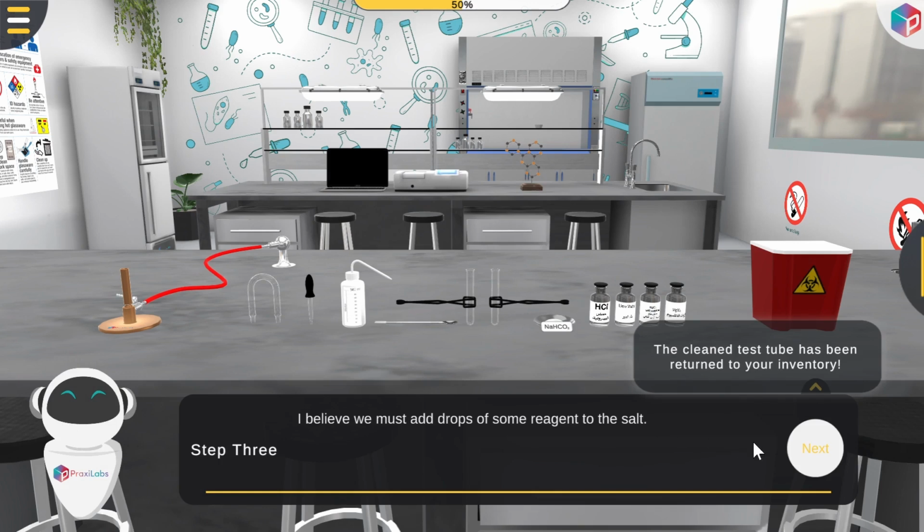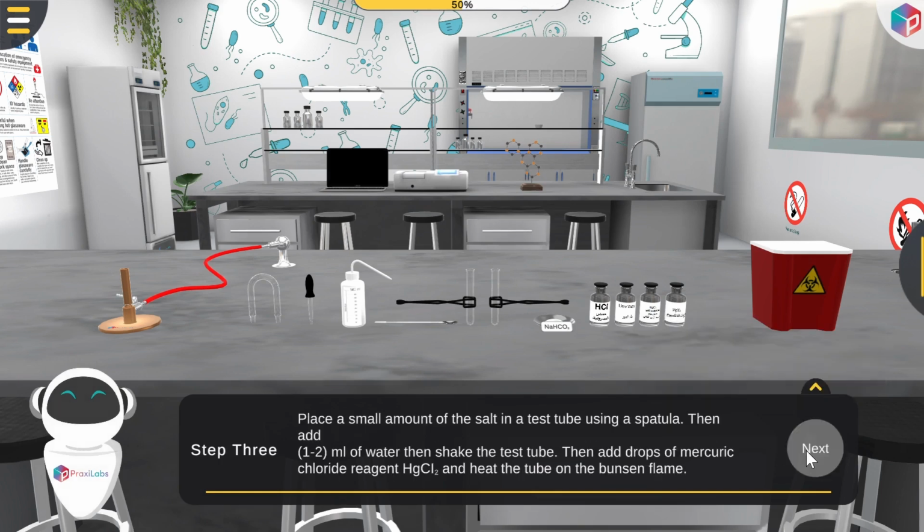Step 3. Now we will add mercuric chloride to the salt. 1. Place a small amount of the salt in a test tube using a spatula. 2. Add 1 to 2 milliliters of water and shake well. 3. Add drops of mercuric chloride reagent and heat the tube over a Bunsen flame.